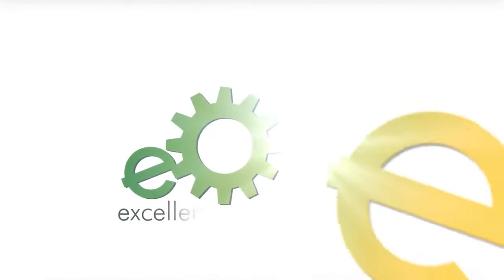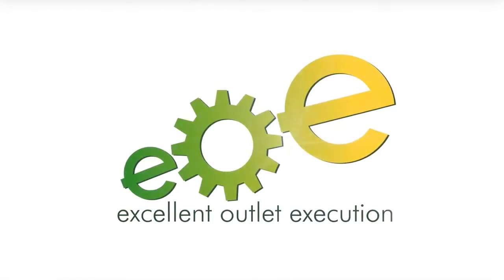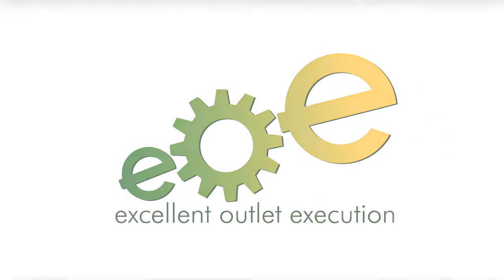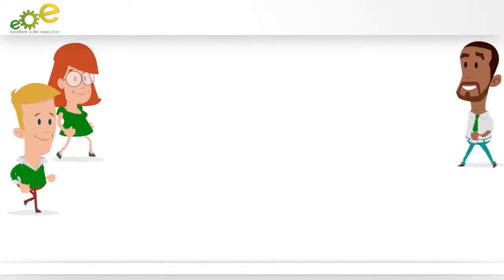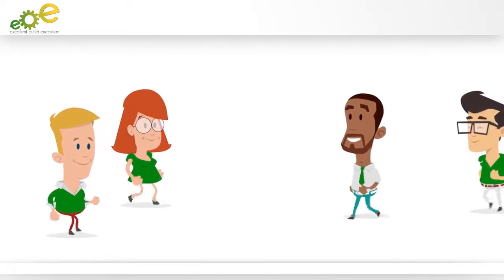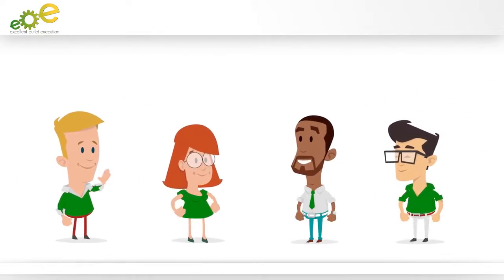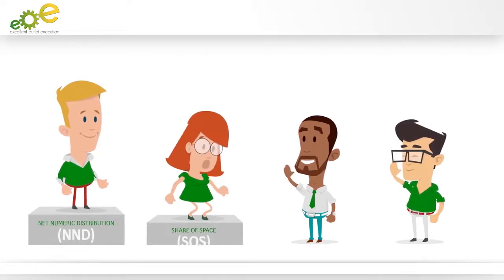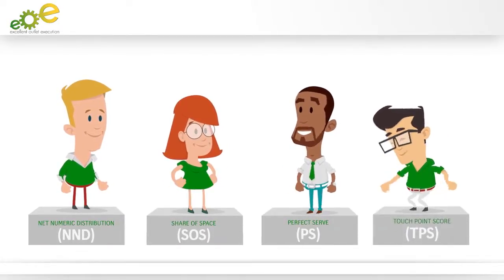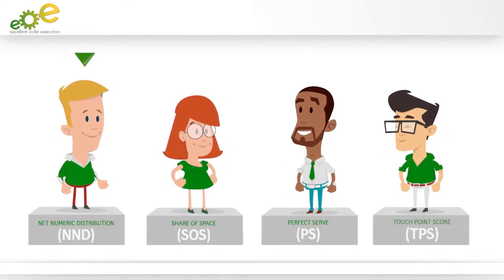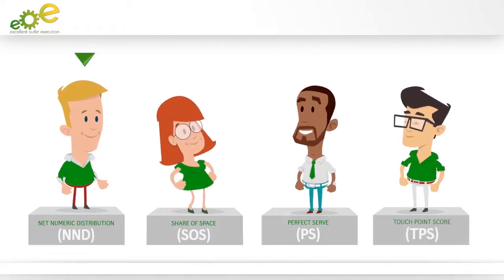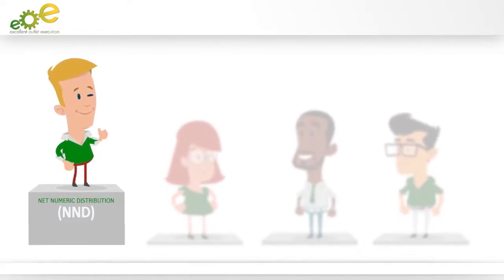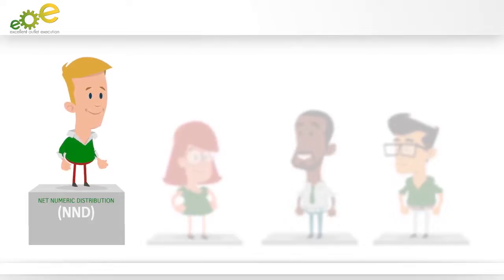Hello. As you know, EOE is a continuous improvement cycle to ensure we win at point of sales, the final moment of truth. But to do that, we need one global common language that we all speak. As part of this common language in the area of sales execution, we've introduced Global Sales Execution KPIs. This short video takes one of these KPIs, Net Numeric Distribution, or NND, and explains how it is managed in practice.